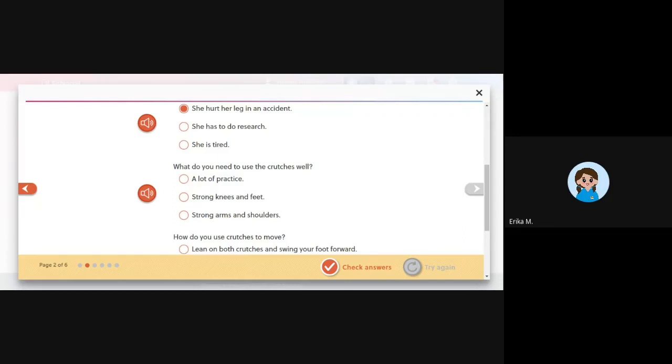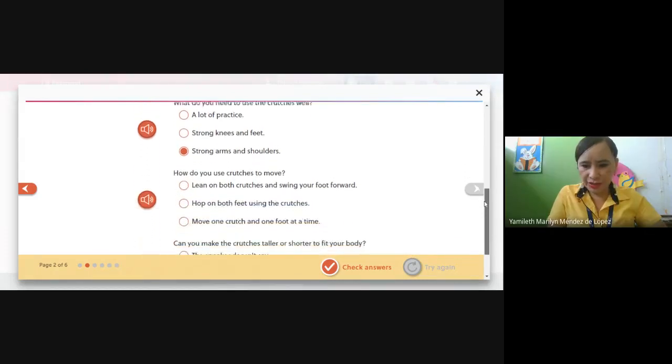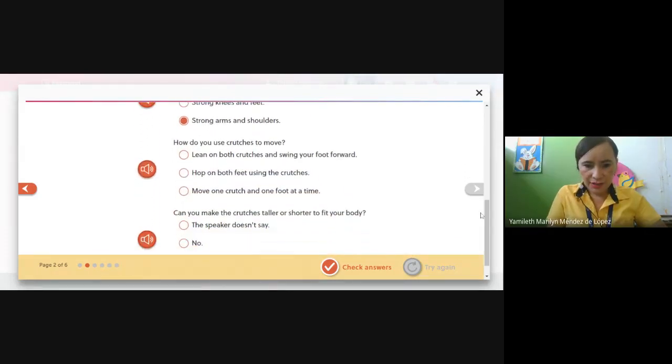Strong arms. Number 3. This one, strong arms and shoulders. Yeah? Okay. Yes. I'm going to choose this. Next audio. How do you use crutches to move? Pay attention.